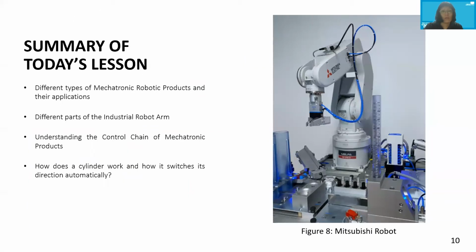So now I would like to summarize today's lesson. You have learned about different types of mechatronic robotic products and their applications, different parts of the industrial robot arm, understanding the control train of mechatronics products, and how does a cylinder work and how it switches its direction automatically.